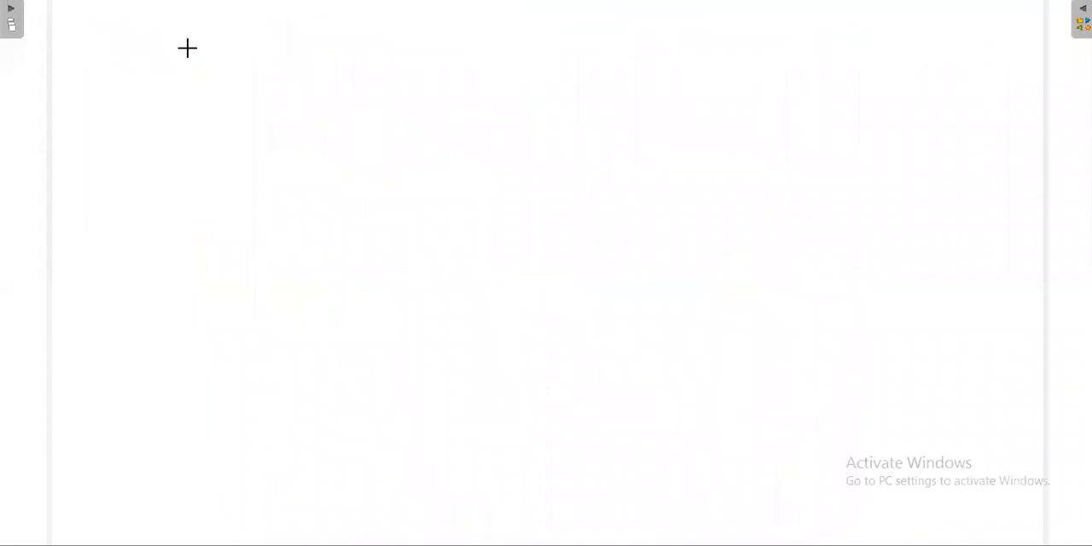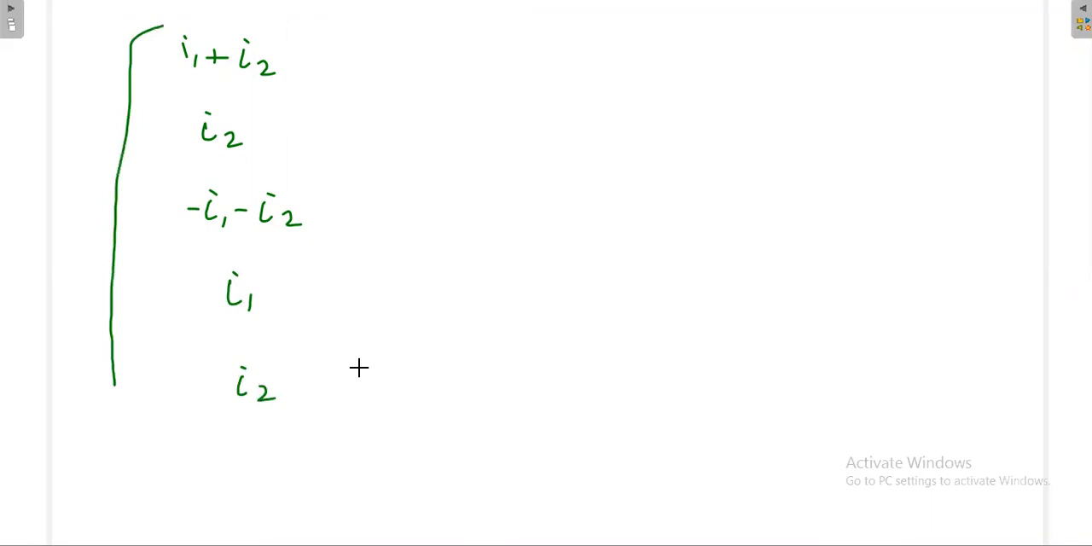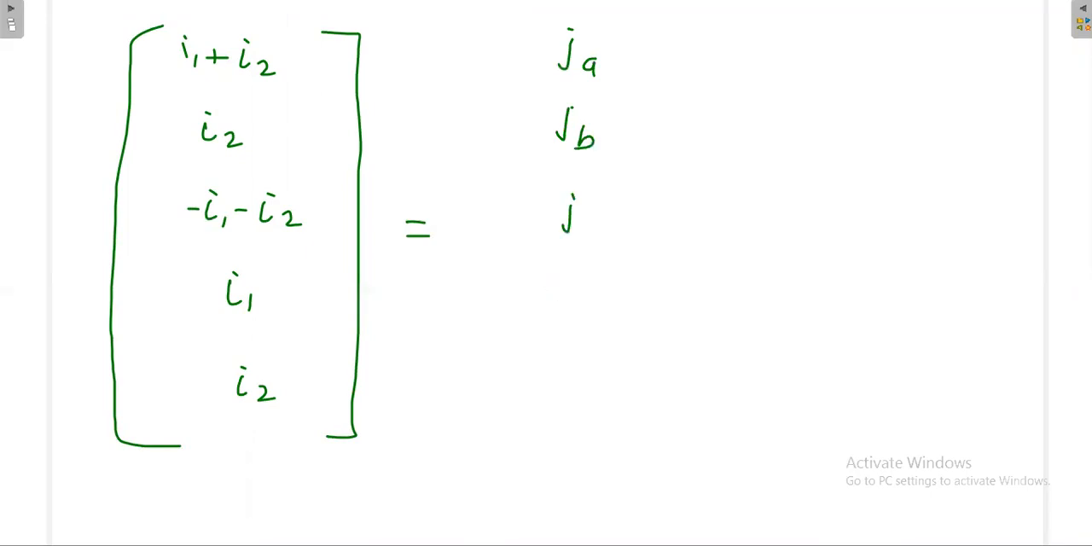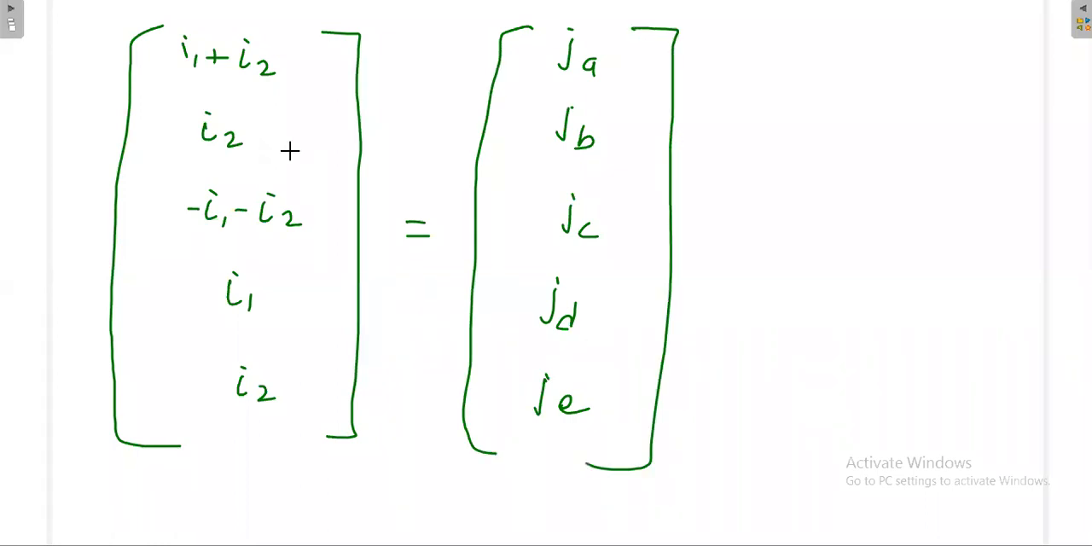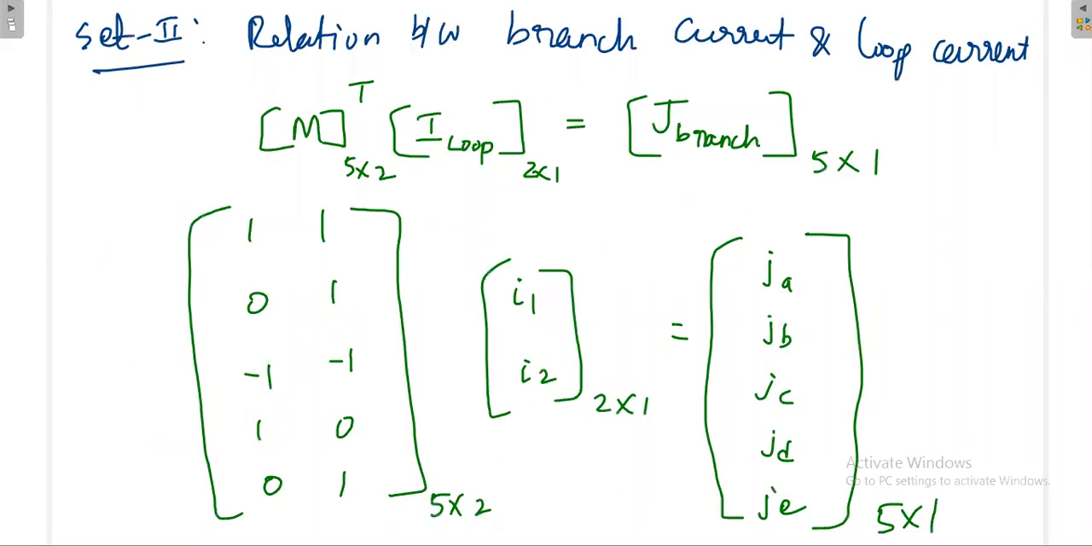So if you proceed from that, I1 plus I2, then I2, then minus I1 minus I2, I1, I2, which is equal to JA, JB, JC, JD, again JE. So this is finally giving you the relation between the branch currents and the loop currents. Again, you can verify whether this is correct or not.